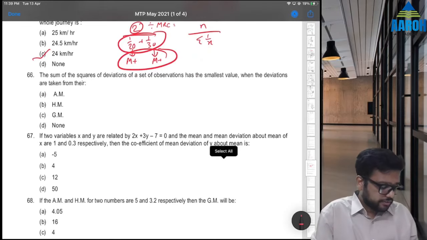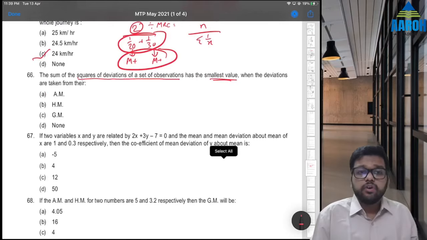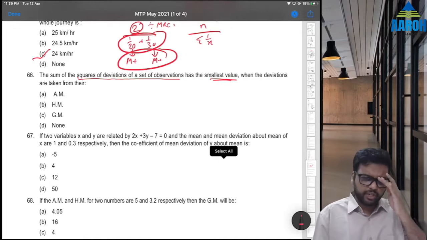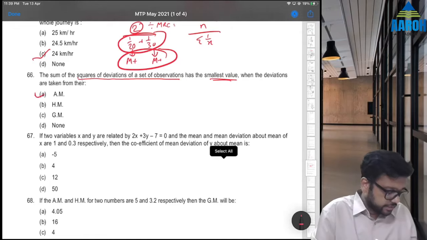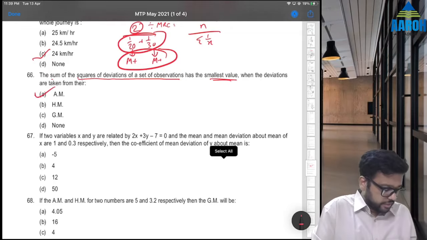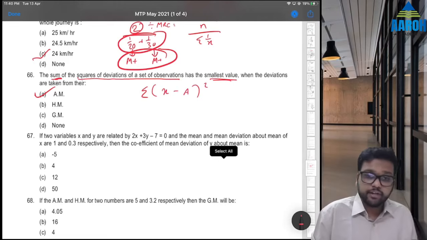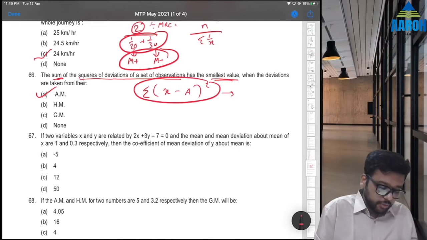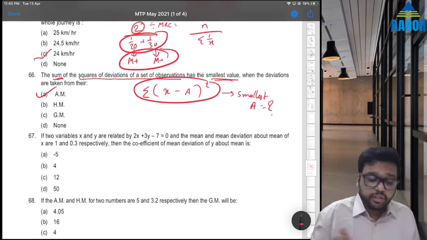Next, the sum of squares of deviations of a set of observations has the smallest value when deviations are taken from what? If you know the property, the answer is arithmetic mean, because this is nothing but the formula of standard deviation. Otherwise, the sum of the square of something, square of what? Deviation. Deviation is x minus something, right? So they are asking that this is smallest when a is equal to what? Deviations are taken from what? So standard deviation is the smallest value for this.